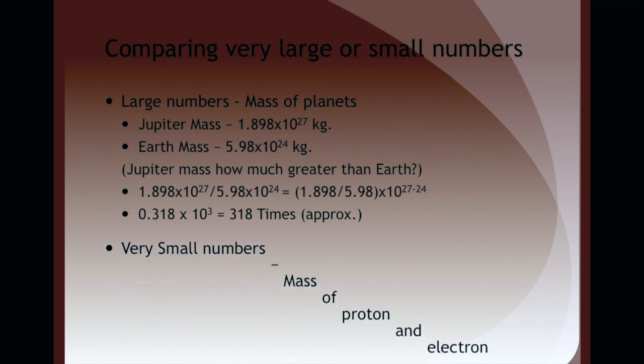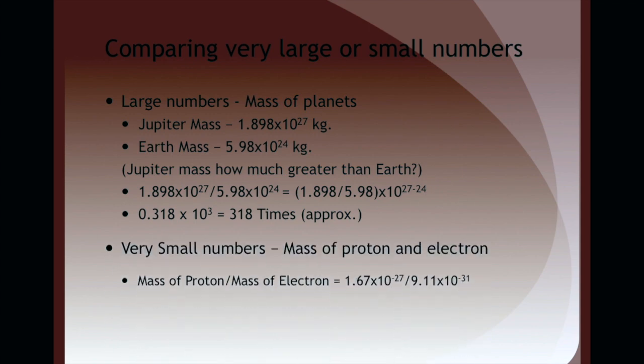Now let us take an example of very small numbers, for example mass of proton and electron. Again we want to see what is the relation between their mass. So we divide mass of proton by mass of electron, which is 1.67 into 10 raised to power minus 27 and 9.11 into 10 raised to power minus 31. By again doing all the calculations, we can see that it is 1830 times approximately. So from these two examples you can see why scientists have developed this particular way of writing a number.